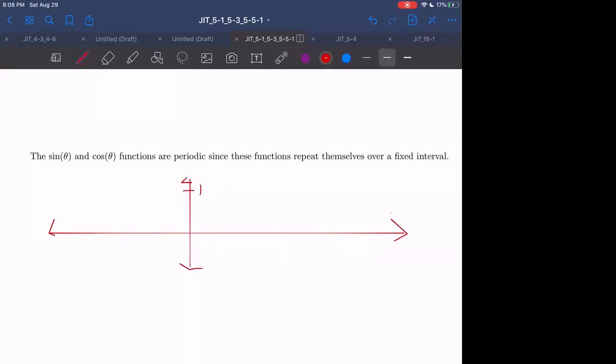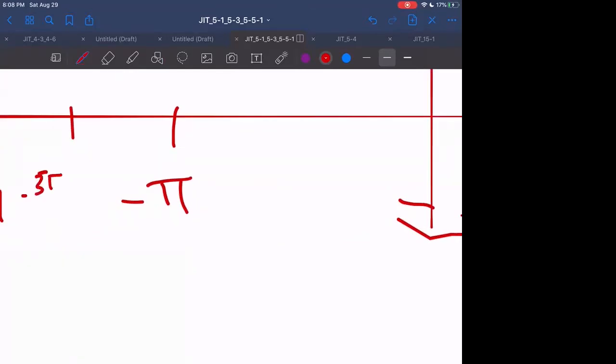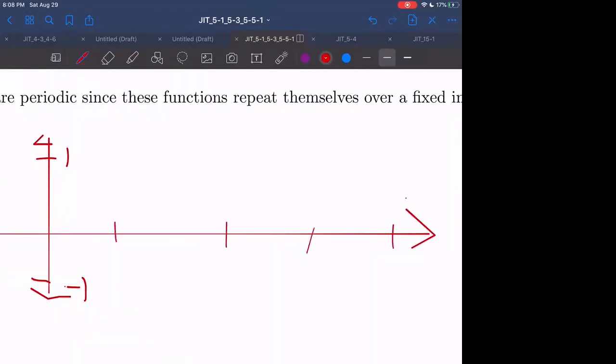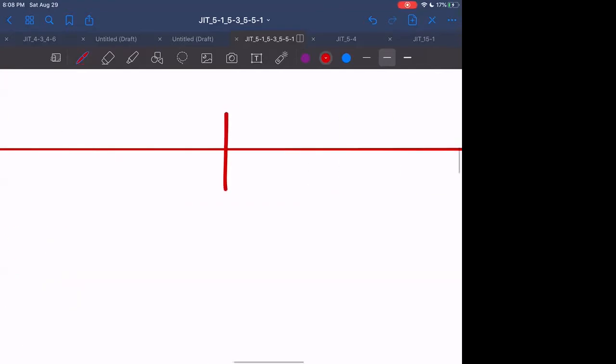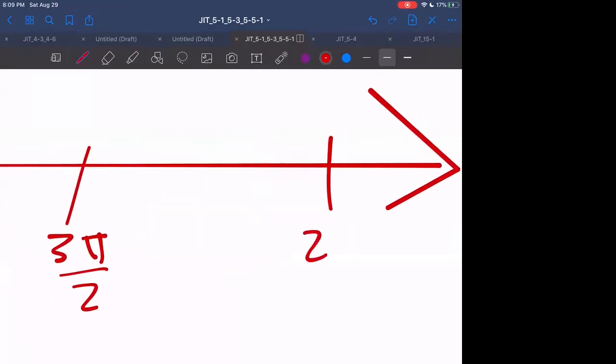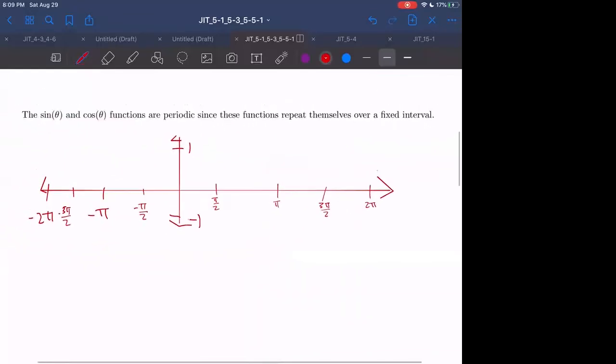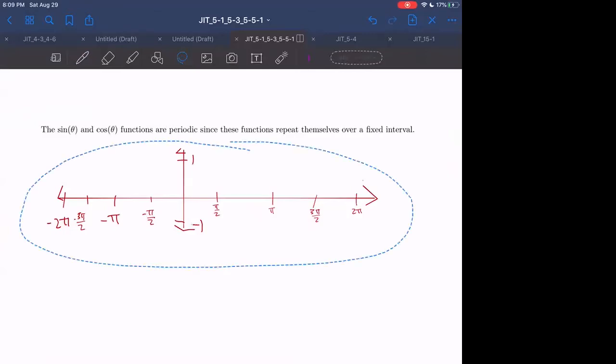they go from -1 to 1, and then we can say -2 pi, negative 3 pi over 2, negative pi over 2, pi over 2, pi, 3 pi over 2, 2 pi. I'm going to copy this because we'll have 3 functions that we'll want to do.